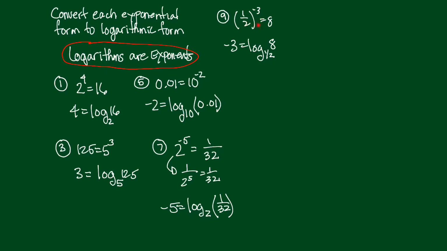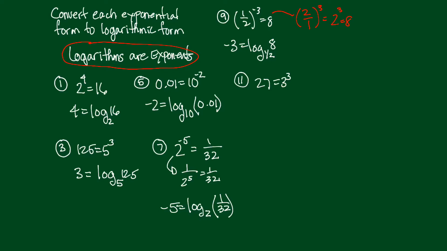Let's just be sure we believe this. Do you remember we had something not too long ago where if we had a fraction to a negative exponent, we could write this. You do what? You invert the fraction and change the sign of the exponent. So that's just 2 cubed, which sure enough is 8.